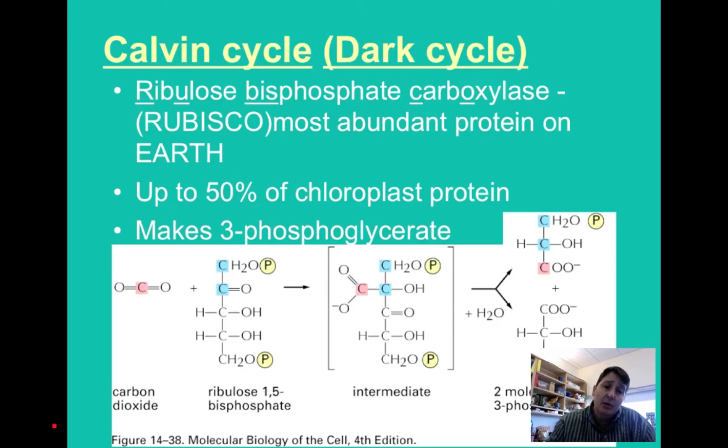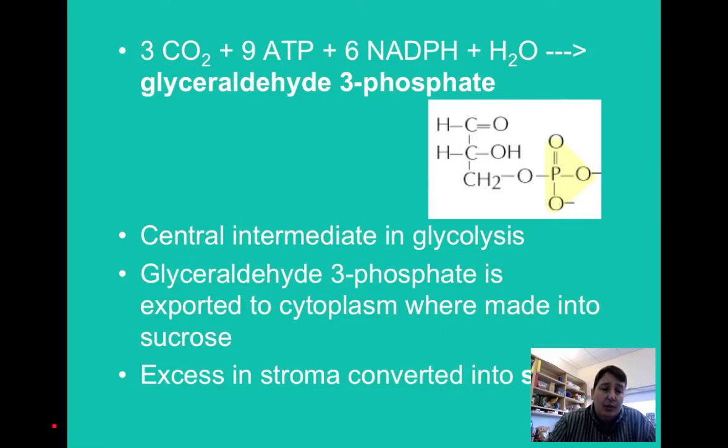Okay, so far what we've done is we've taken a 5-carbon sugar, ribulose bisphosphate, we've added 1 carbon to it, and that 6-carbon sugar has now been split into 2 3-phosphoglycerates. So there's a lot of numbers involved in this. You see the reaction here: 3 carbon dioxides plus 9 ATP, plus 6 NADPH plus water leads to 3 glyceraldehyde 3-phosphate. So that's a lot of energy we're putting in to generate glyceraldehyde 3-phosphate.